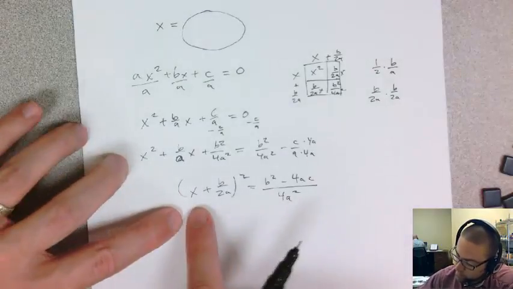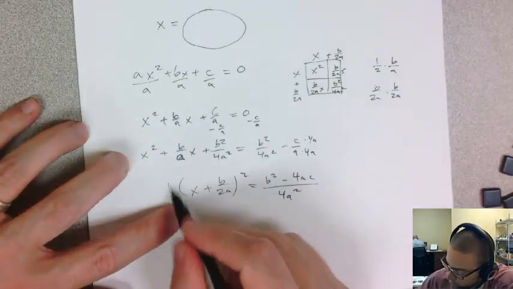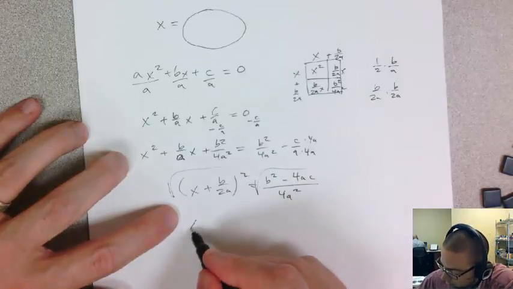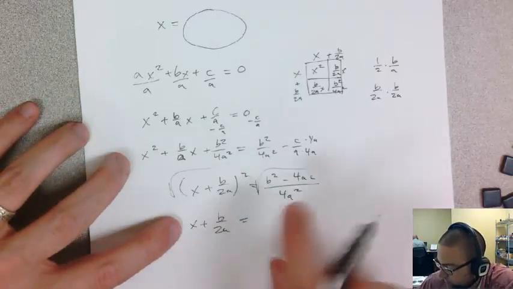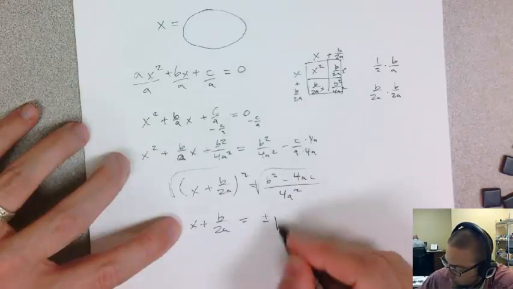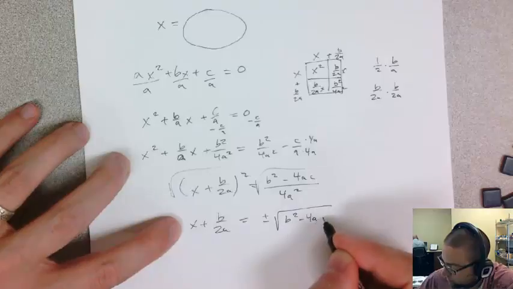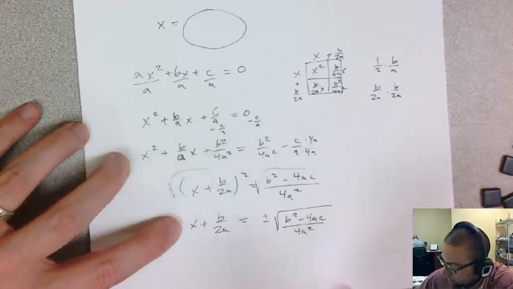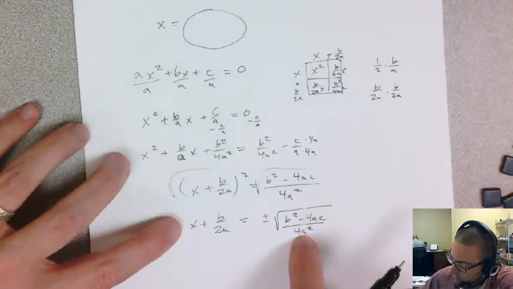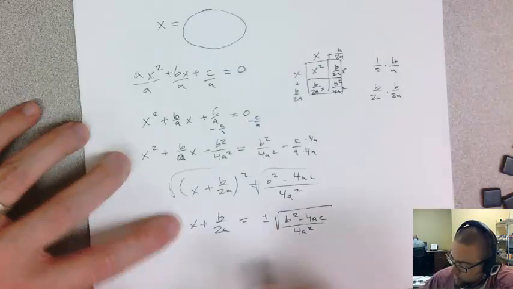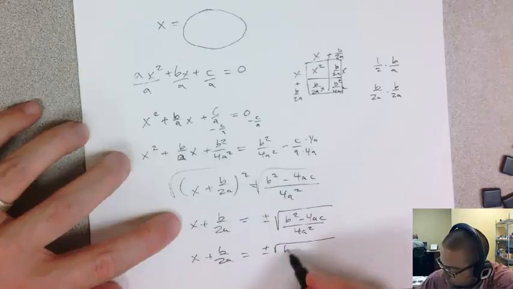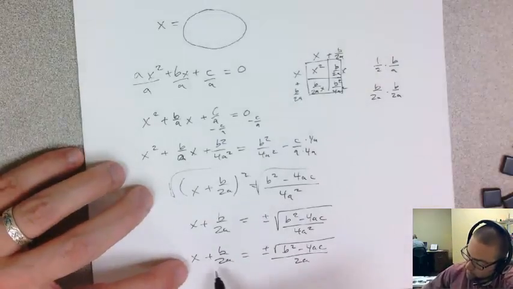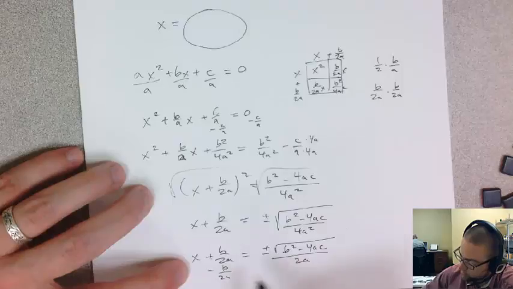Now I'm ready to take the square root of both sides. So I have x plus b over 2a, really the absolute value, but I'm just going to use plus or minus, so plus or minus the square root of b squared minus 4ac all over 4a squared. And the square root of 4a squared would just be 2a. So x plus b over 2a equals plus or minus the square root of b squared minus 4ac over 2a. And then to solve for x, finally, I just subtract b over 2a from both sides.